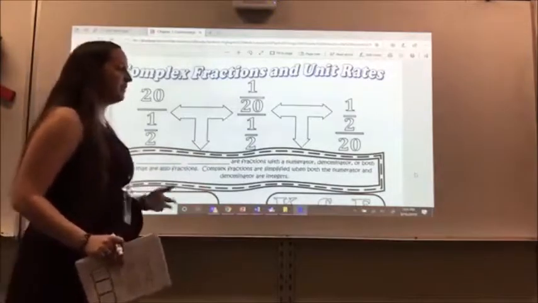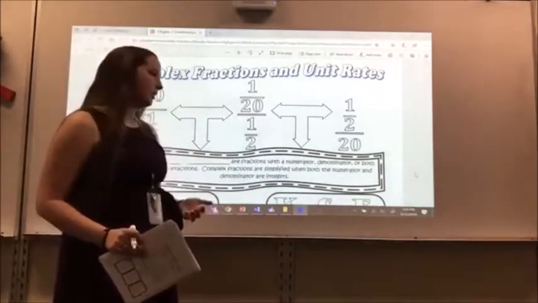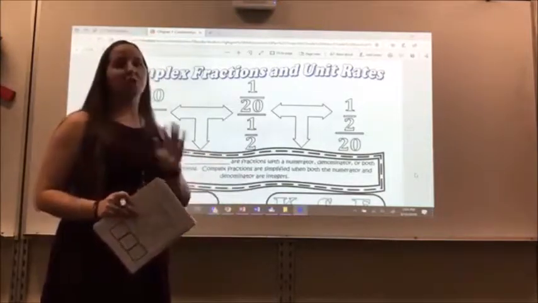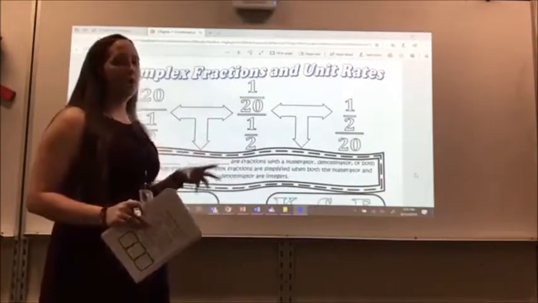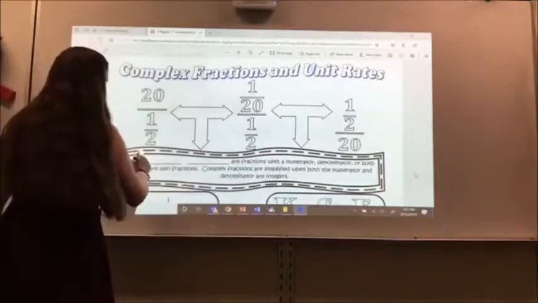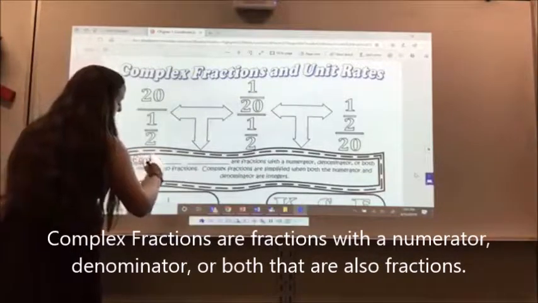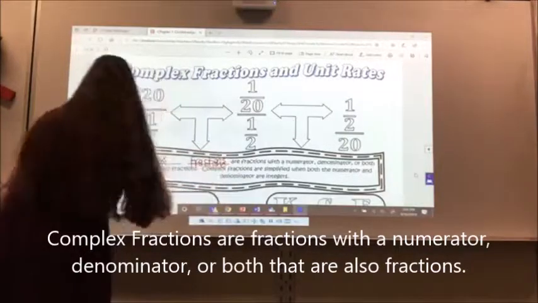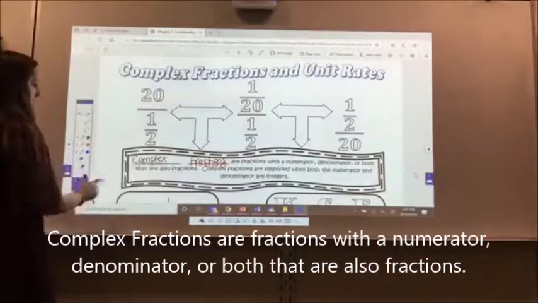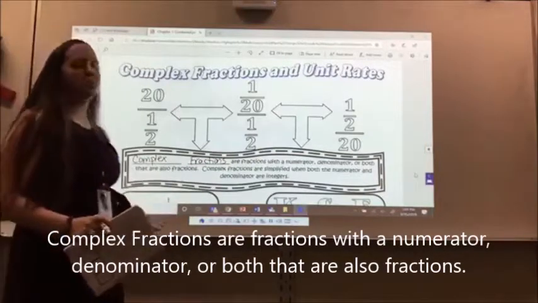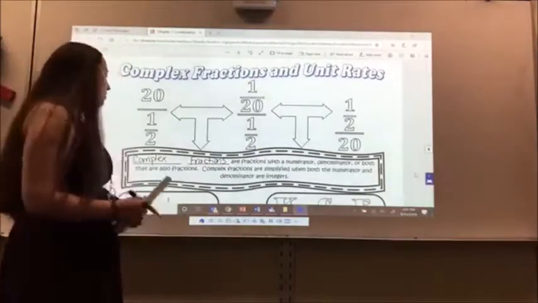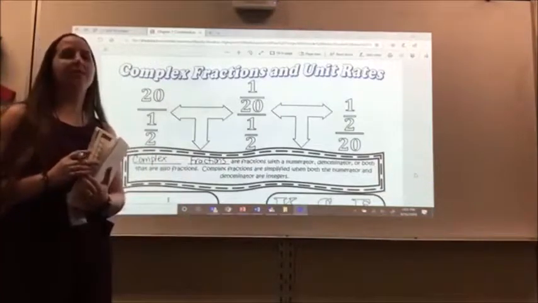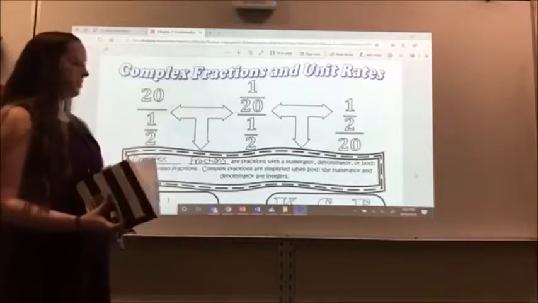Complex fractions are simplified when both the numerator and the denominator are integers, meaning they're whole numbers. So you don't want any fractions, you don't want decimals when you're dealing with complex fractions. In these two blanks, you're going to write complex fractions. Complex fractions are fractions with a numerator, denominator, or both that are also fractions, and they're only simplified when there's no fractions left other than the original.